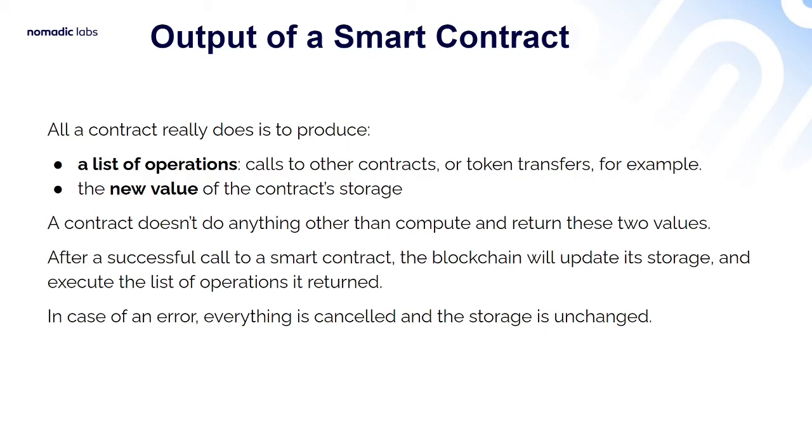And after a successful call to a smart contract, the blockchain will update its storage with the new value and execute the list of operations that the smart contract returned. In case of an error, it's important to know that everything is cancelled and the storage is left unchanged.